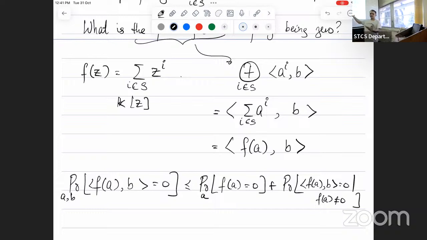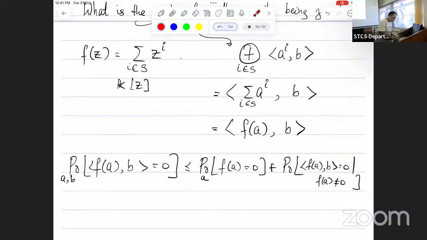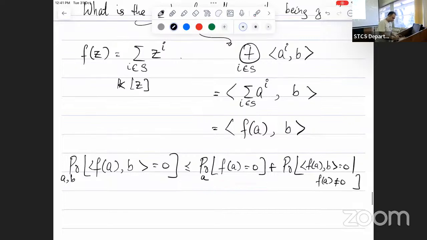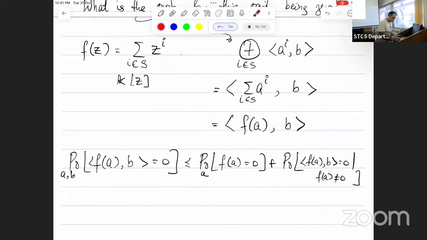Okay, so the probability is at most this quantity, right? And what can I say about this? Let's look at the second part. For every fixing such that f of a is non-zero, because b is a uniformly random vector, it is equally likely to be 0 or 1. So therefore, this probability is exactly equal to half.